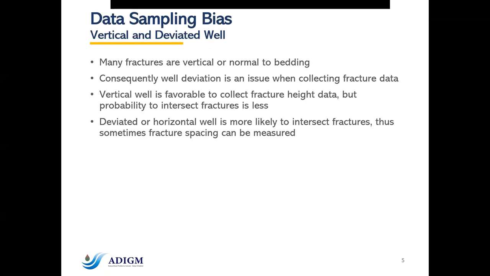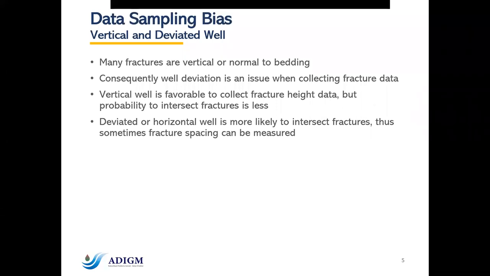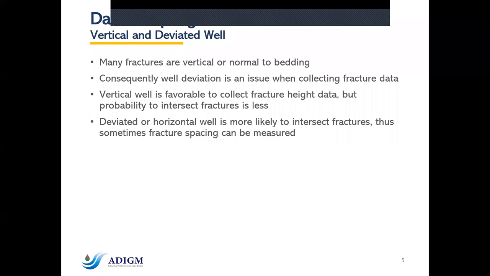I take an example of the fracture data acquisition from wells in this slide to demonstrate the bias from the well trajectory. Other than that, the seismic data also has its own bias, especially related with the acquisitions. For example, the orientations of the streamer, or when we design the inline and cross line during the acquisitions.